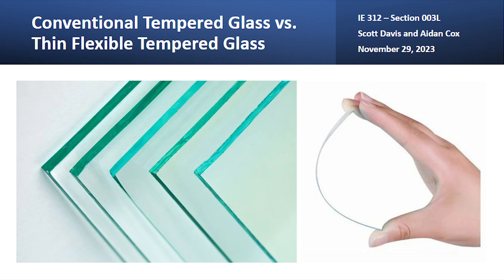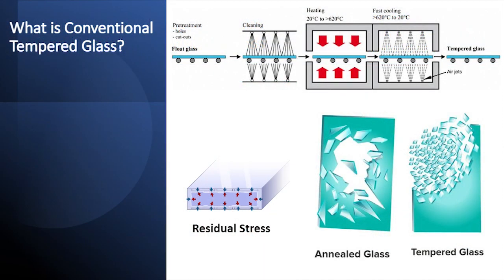Today we would like to take some time to compare conventional tempered glass to thin flexible tempered glass. In this presentation we would like to highlight the processes that manufacturers go through to produce each type of glass. Additionally, we would like to analyze the advantages, disadvantages, and applications of the conventional and thin flexible glass. Overall, we would like to compare the two processes in terms of cost and assess the manufacturing readiness level of thin flexible tempered glass. So what is conventional tempered glass?